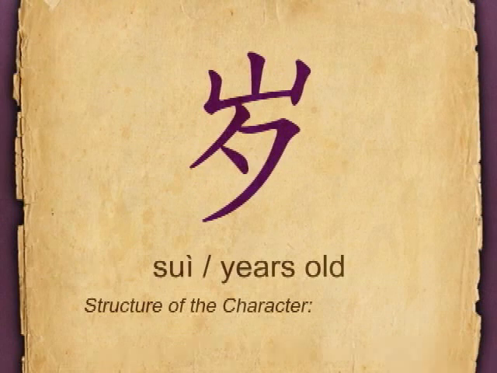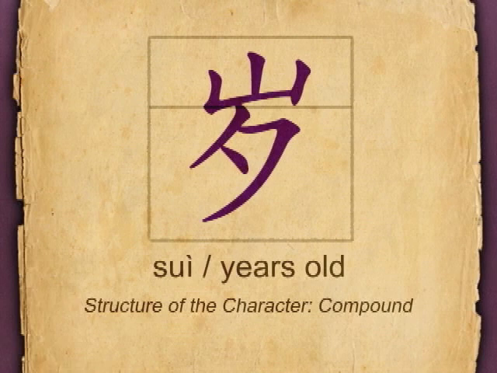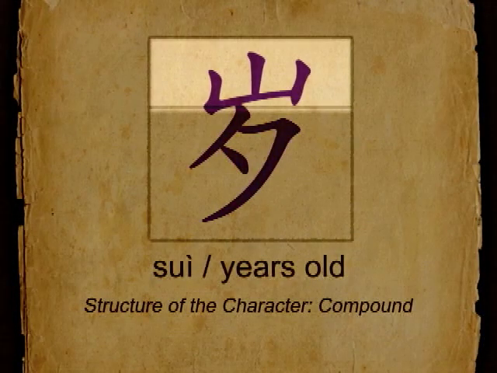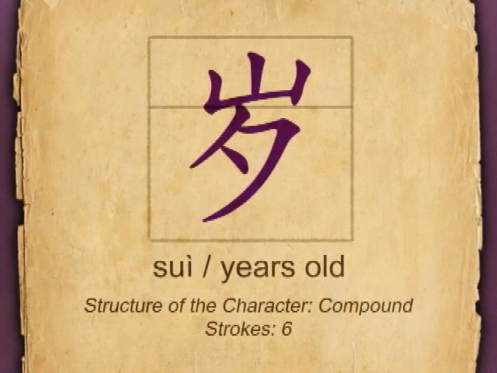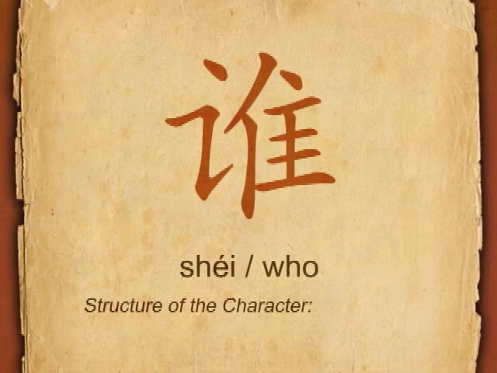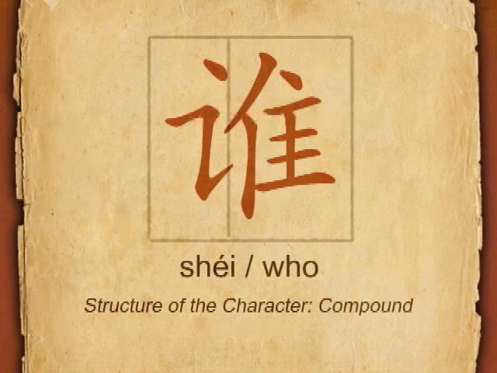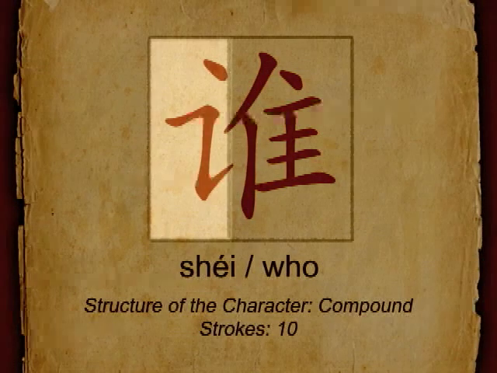Next, look at 岁. What type of structure do you see in 岁? Correct. It is compound. Where is the radical for 岁? It's on the top. It's a character 山, meaning mountain. 岁 has six strokes. Next is 谁. 谁 has what type of structure? Yes, compound structure. As you look at it, how many strokes are in 谁? There are 10 strokes in this character. Where is the radical for 谁? Yes, it's on the left part. It's a simplified form of 言, meaning speech. When you see this radical, the root word is related to speech or talking.